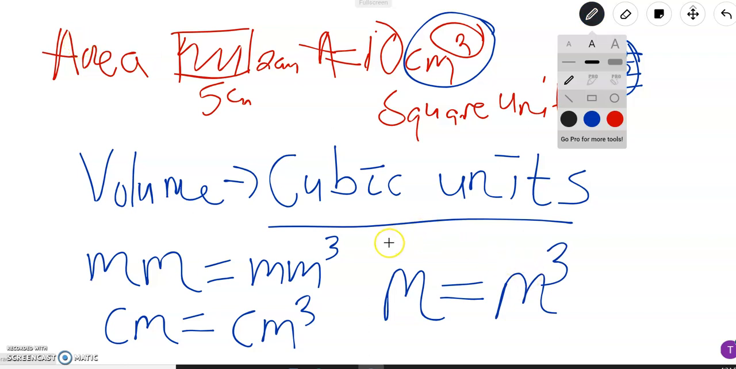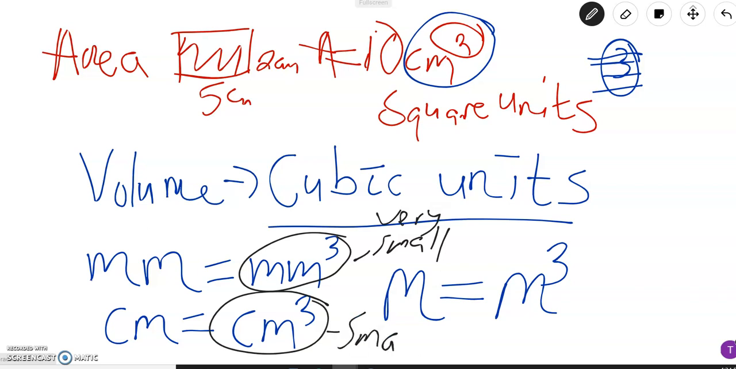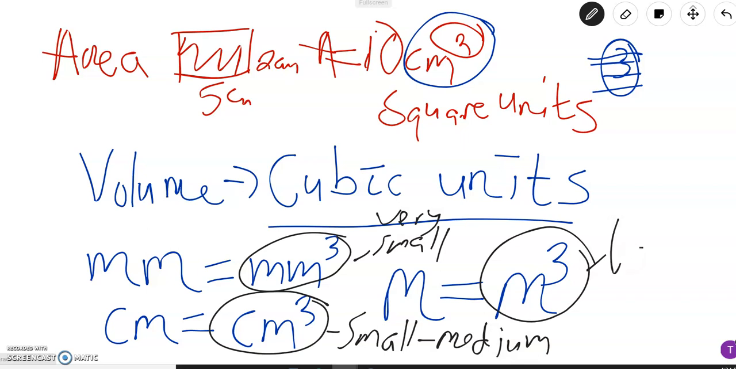meters. So just remember the millimeters and cubic millimeters, that would be for very small things. Centimeters, cubic centimeters, that would be for small to medium-sized things. And then cubic meters, we would use that for much larger things.